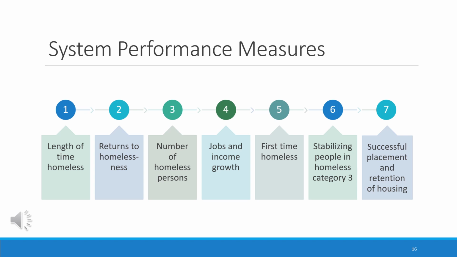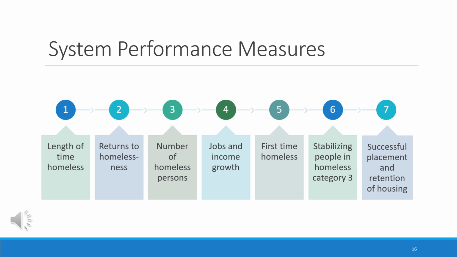On the prior slide, I referred to HUD's system performance measures, also known as the SPMs. These are a series of measures that HUD has created to help evaluate CoC performance across domains related to serving those experiencing homelessness. They include length of time homeless, returns to homelessness, number of homeless persons, jobs and income growth, first-time homeless, stabilizing people in homeless category 3, which does not apply to the CoC, successful placement and retention of housing. You will hear us refer to the SPMs throughout the CoC's local funding competition.